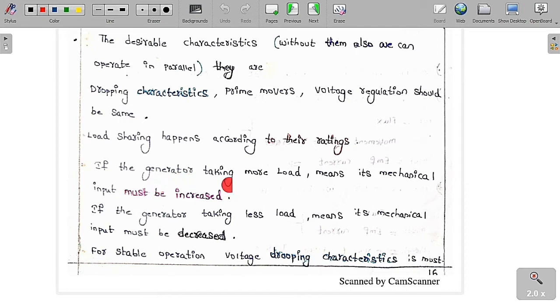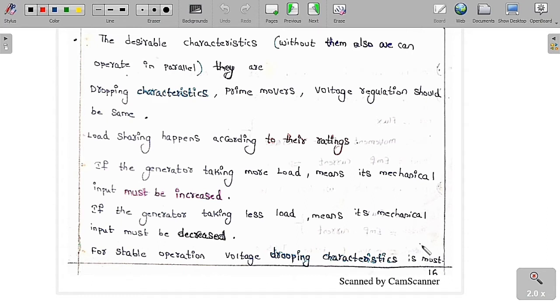If the generator is taking more load, its mechanical input must be increased. If you increase the mechanical input, the generator gives more electrical output. If the generator is taking less load, its mechanical input must be decreased. So the more the mechanical input, the more output load it can take; the less the mechanical input, the less output it can take. For stable operation, the voltage drooping characteristics must be the same.